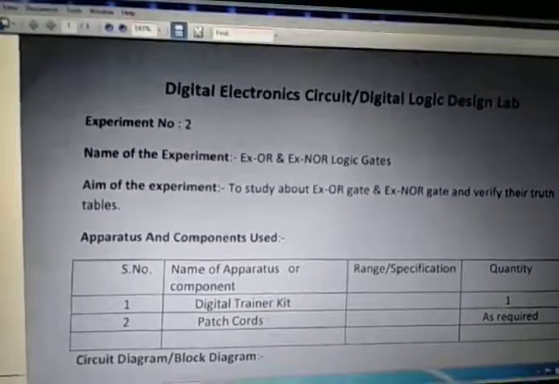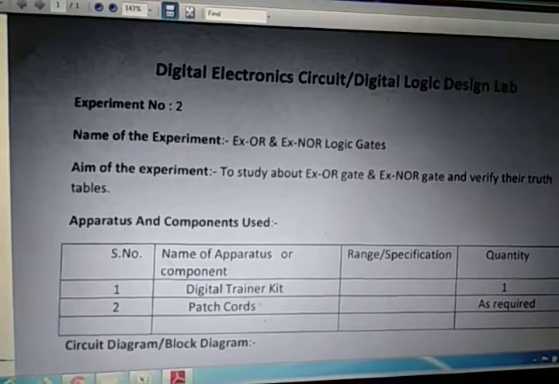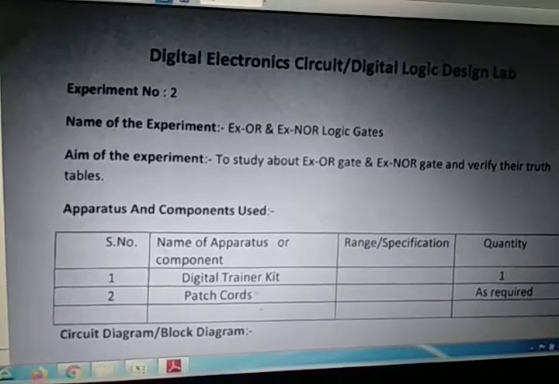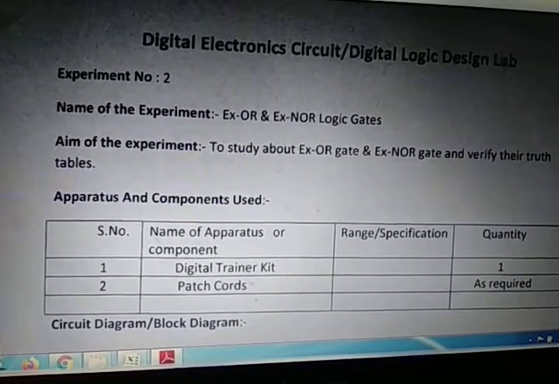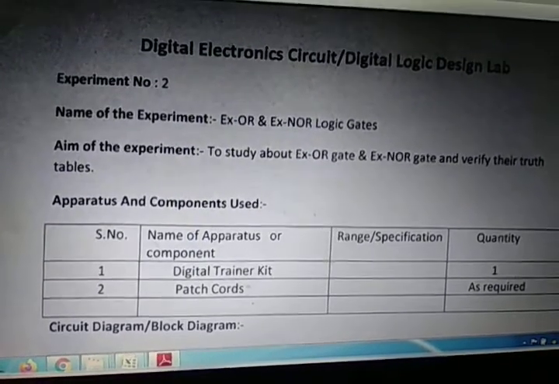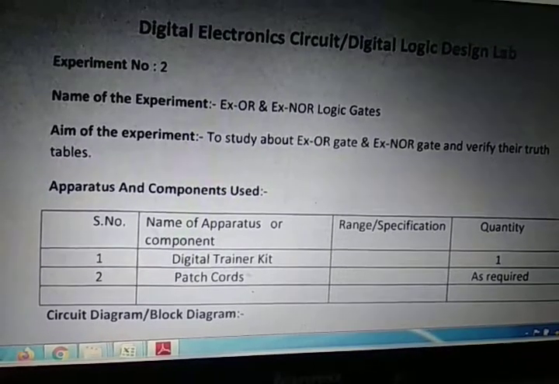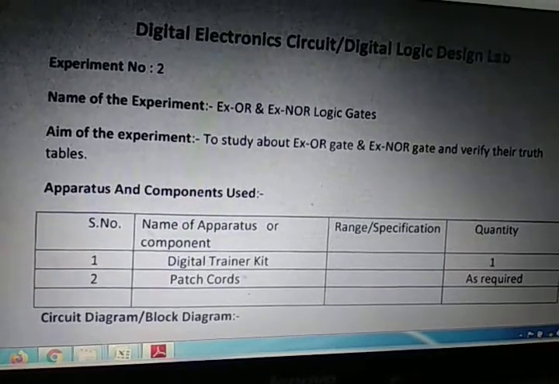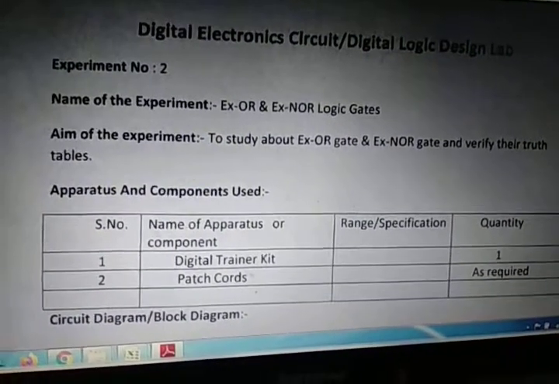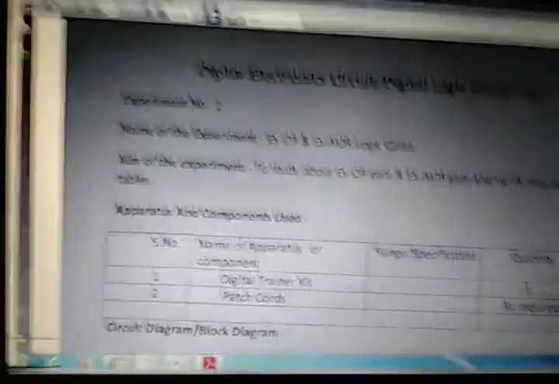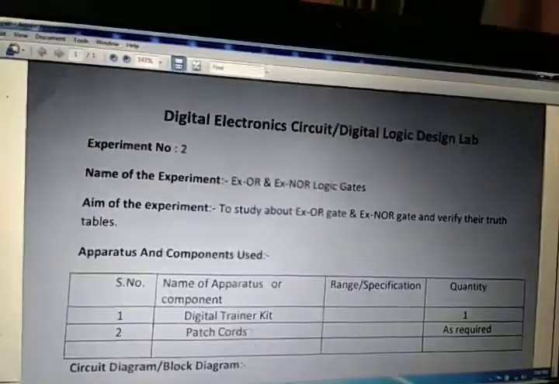Similarly, XNOR gate is another logic gate that also has two inputs and one output, and in the XNOR gate the output is low when the two inputs are unequal and high when the two inputs are equal, that means it is opposite to the XOR gate. Now we will see the circuit diagram for both these two.